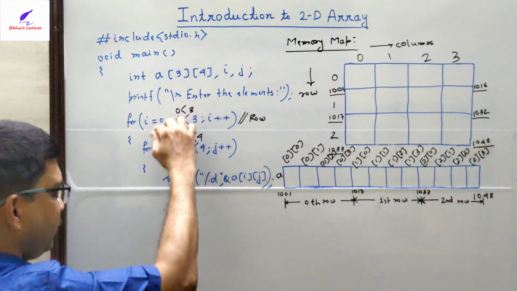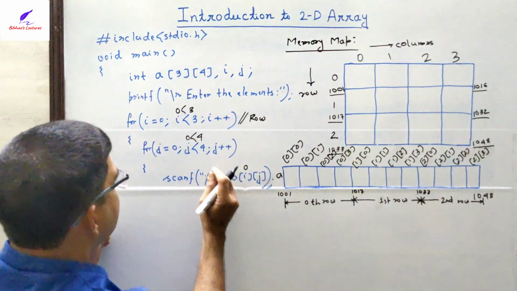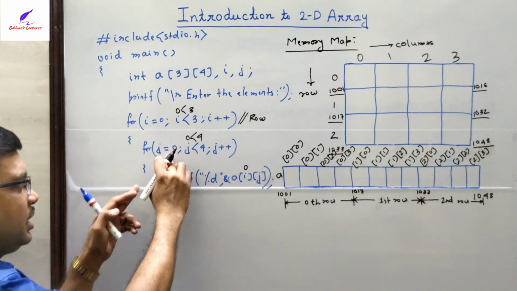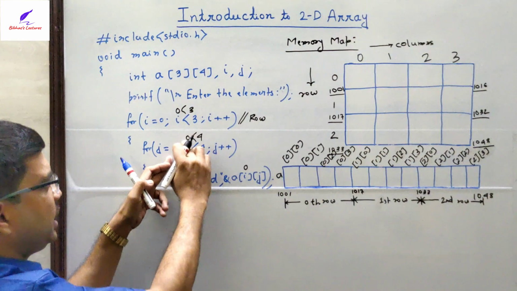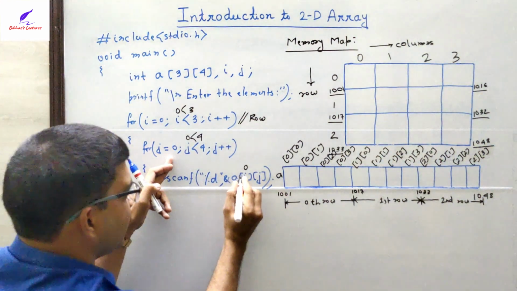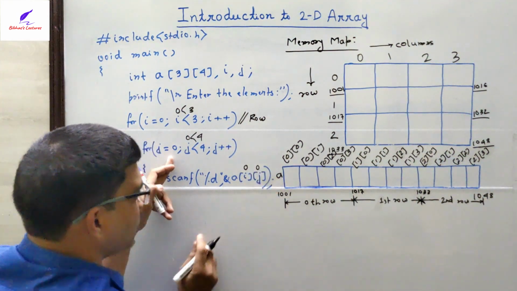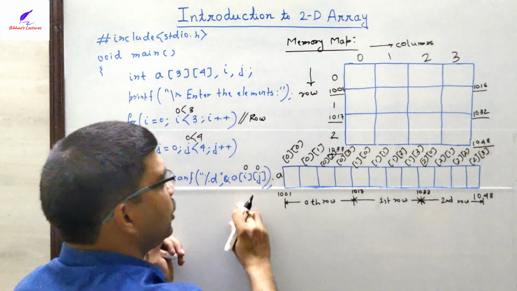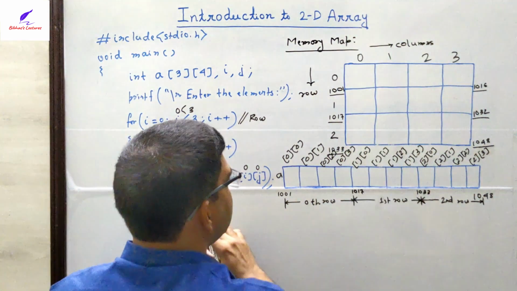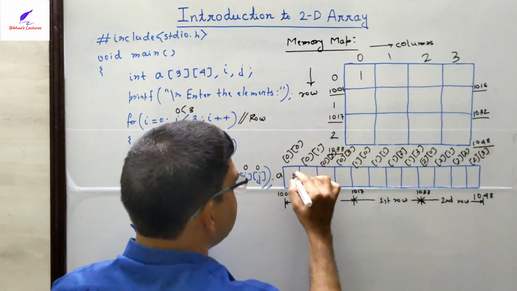First the i value is 0, 0 < 3, the condition is true, then it will come to the inner loop. j is starting from 0, so j < 4, the condition is true. So first the value is being scanned for a[0][0]. That means whatever value you are scanning, that will be stored in the 0 0 index here. So suppose we are storing the value 1. Okay, so this is 1.